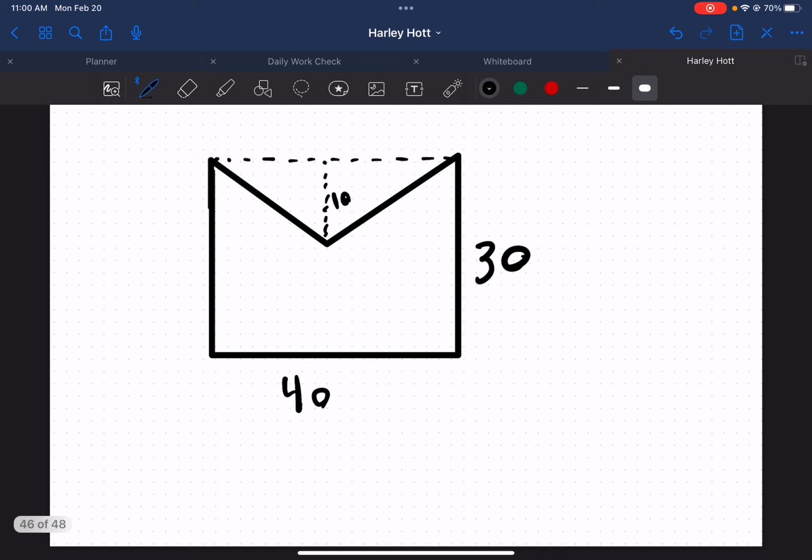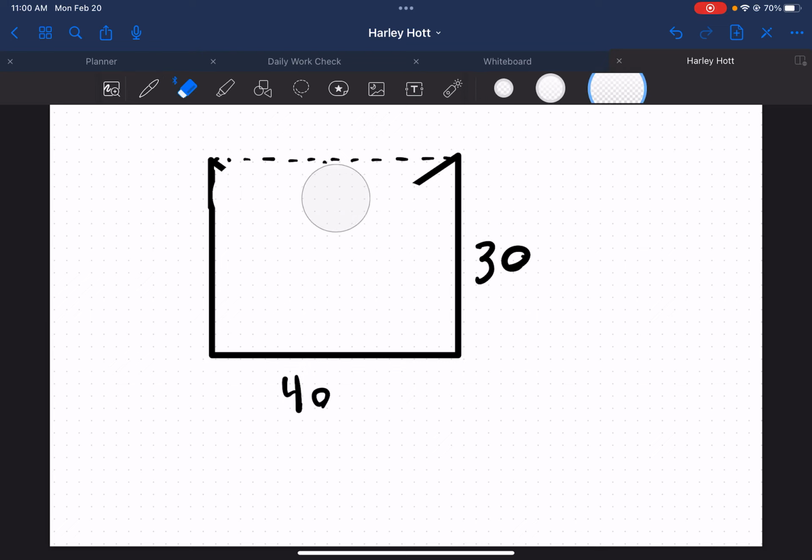Now, you can do that, or you can think of it another way. Instead of thinking of adding shapes together, we can think of subtracting. If this dent wasn't in this shape, it'd be really easy, right? 40 times 30. But the dent is here, so how do we deal with it?